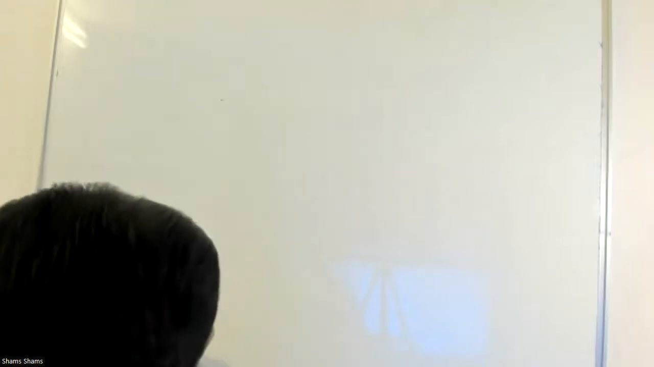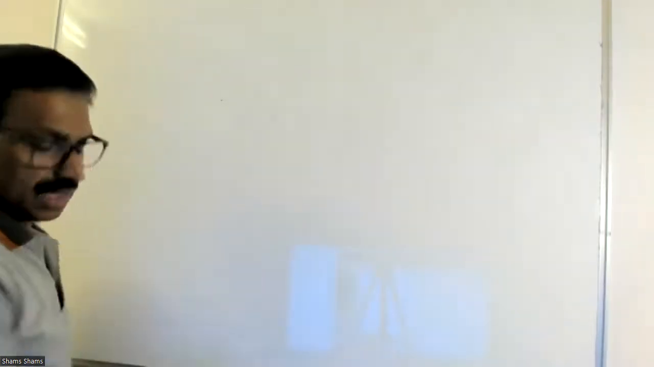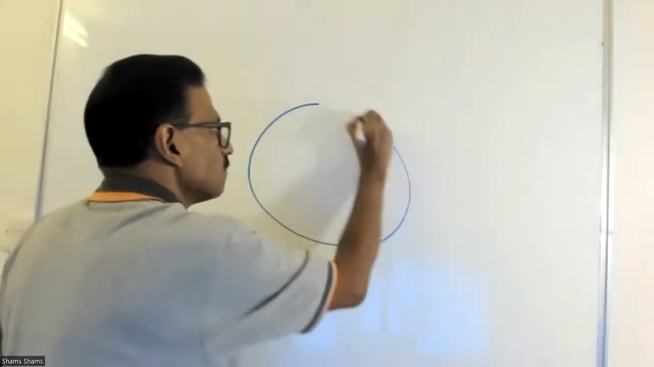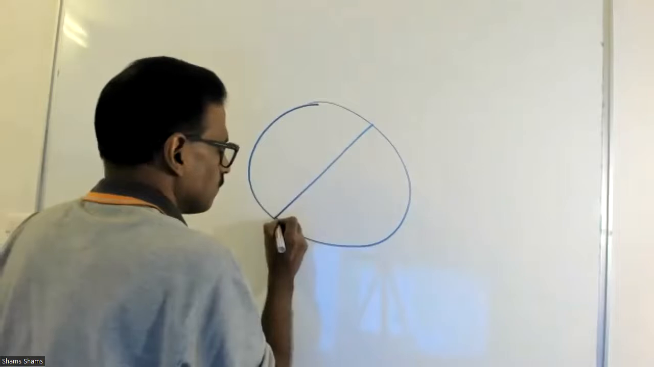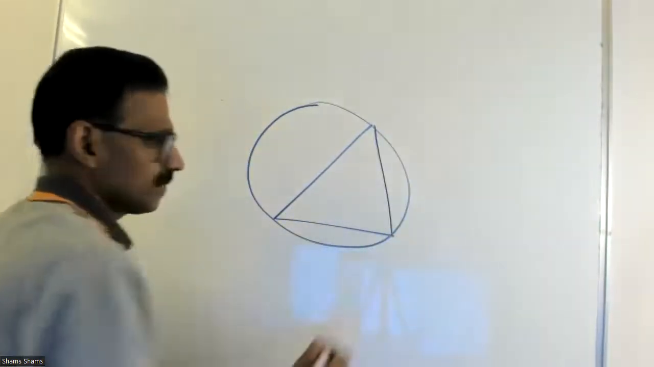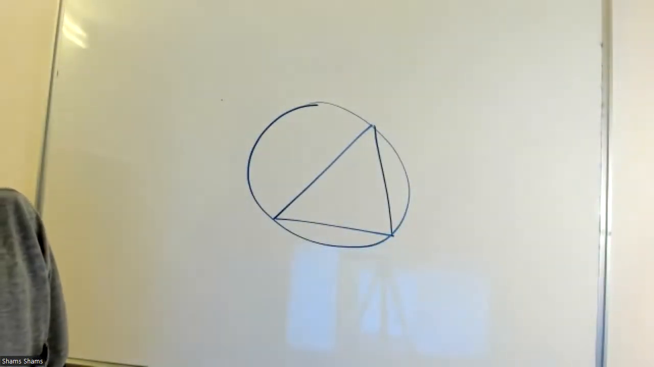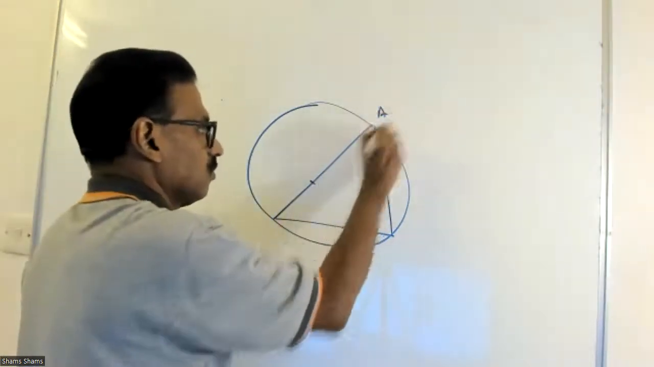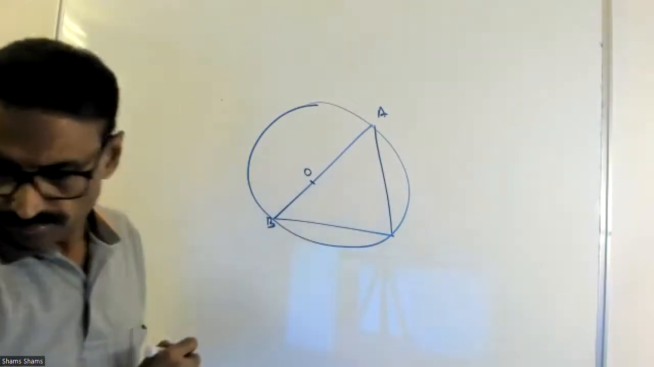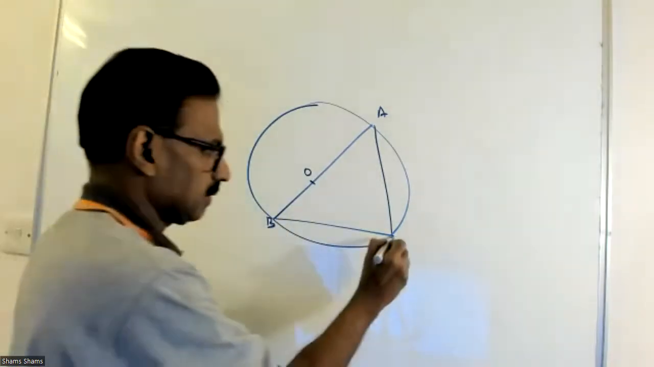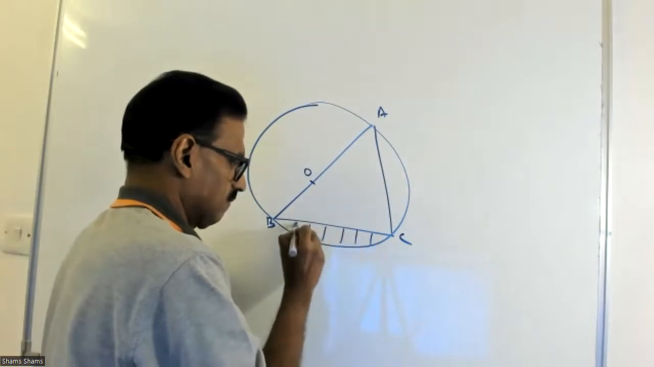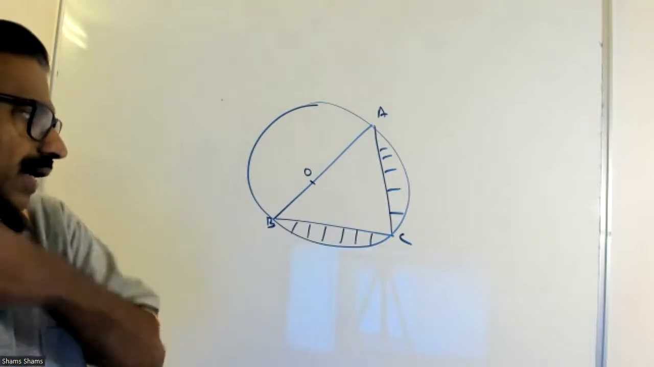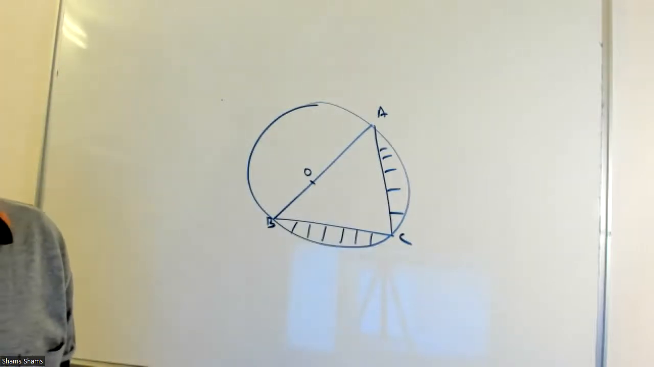Question number 23. Of course, the area of the circle minus area of the triangle. Here, A, O, B, C. Okay, what to do? Area of the circle minus area of the triangle. Okay, come on.